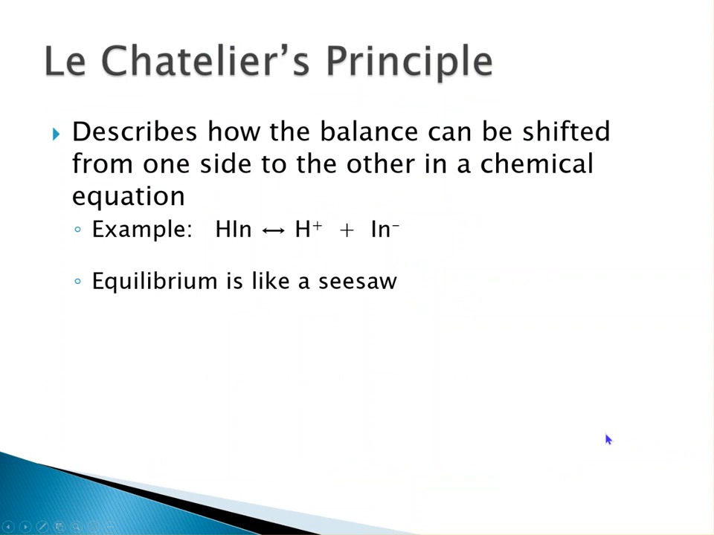Okay, so now let's talk about Le Chatelier's principle. You can actually take a system at equilibrium and tweak it, throw it out of equilibrium. Because for any reaction, the concentrations of reactants and products are always the same at equilibrium. So if you take away or add reactants or products, you throw the system out of equilibrium.